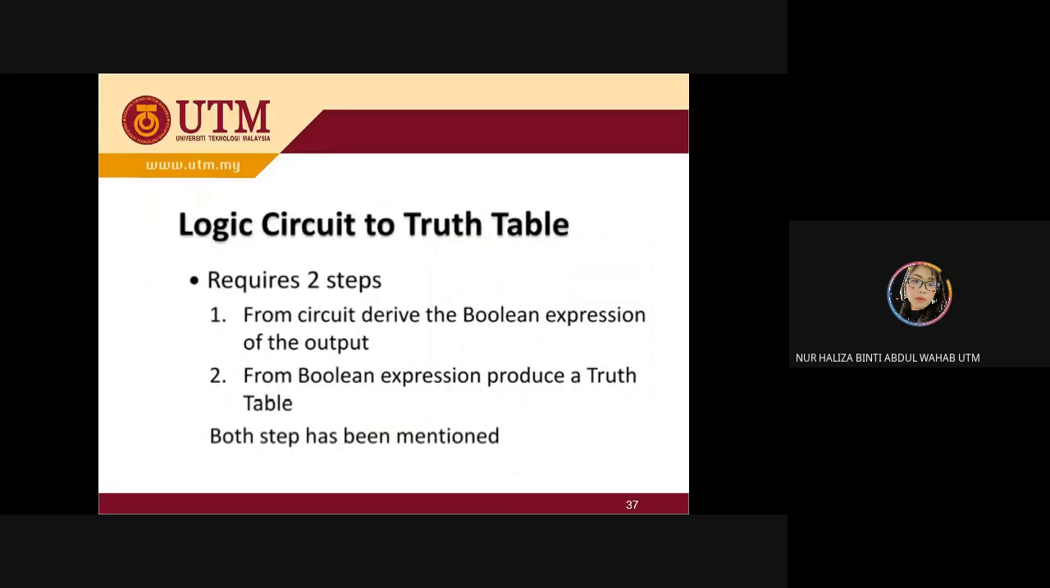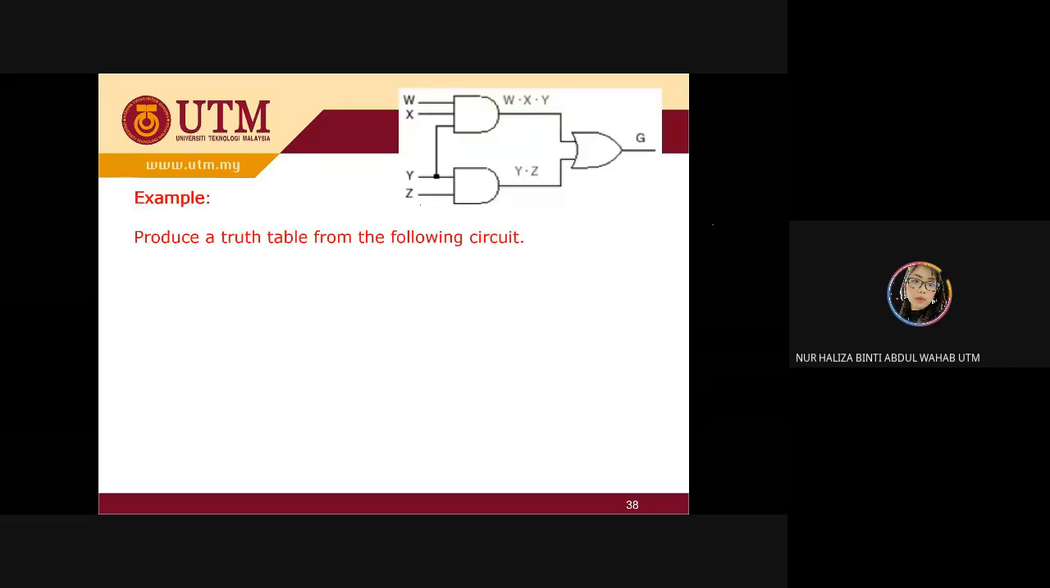Okay, from logic circuit, the one by sorting, just now you learn truth table to logic circuit. Now from logic circuit, you're going to come up with your truth table. It requires only 2 simple steps. From circuit, you derive the Boolean expression. After you have the output and the Boolean expression, you can get the truth table. Very simple. Let's say you have this one. This is your circuit. Let me draw the ugly version.